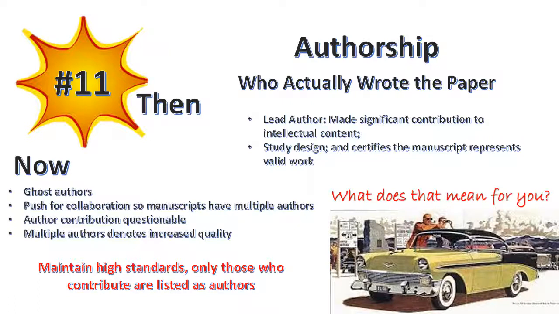And number 11, authorship. I have seen some papers where there were 7 or 8 or 9 authors on the paper, and I often wondered who actually wrote the paper. I mean, how can 9 people write one paper that's 9 or 10 pages long? In bygone years, you had very few authors on the publication. Maybe you had the lead author and 1 or 2 others who made significant contributions to the intellectual content. They were involved in the design as well as the carrying out of the research.